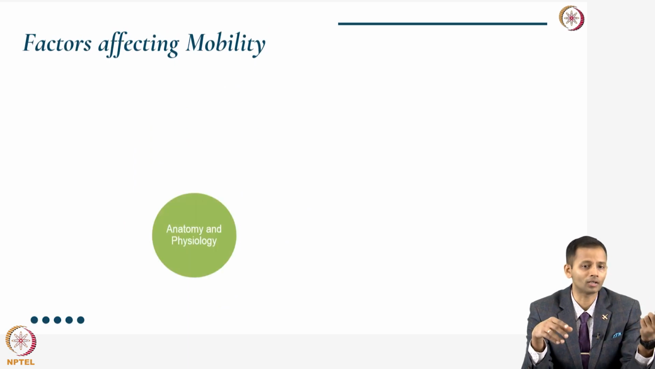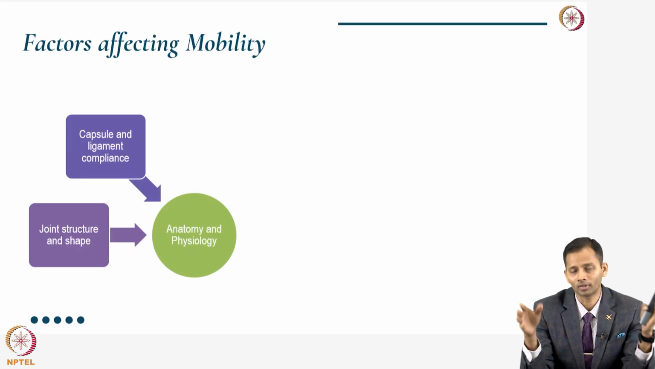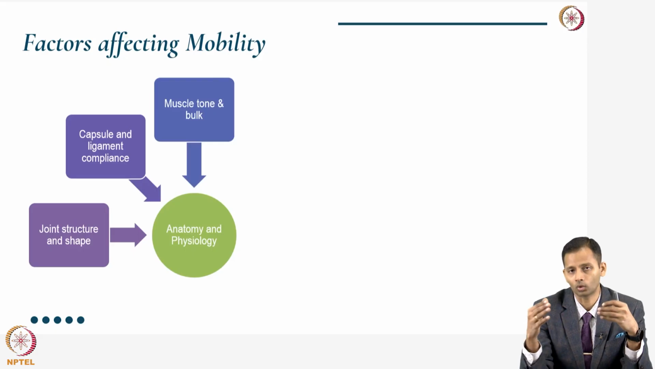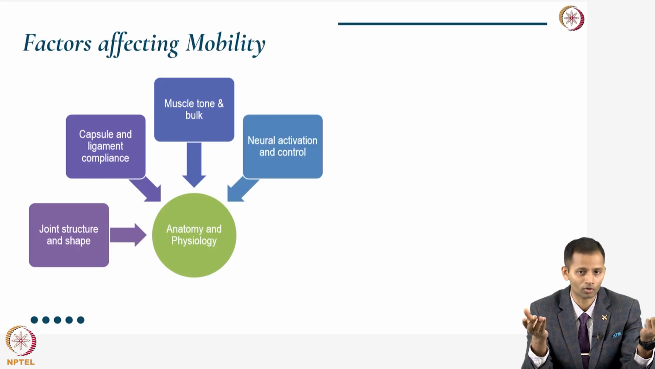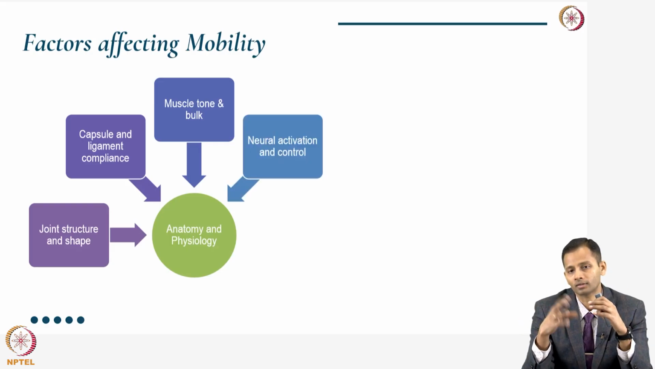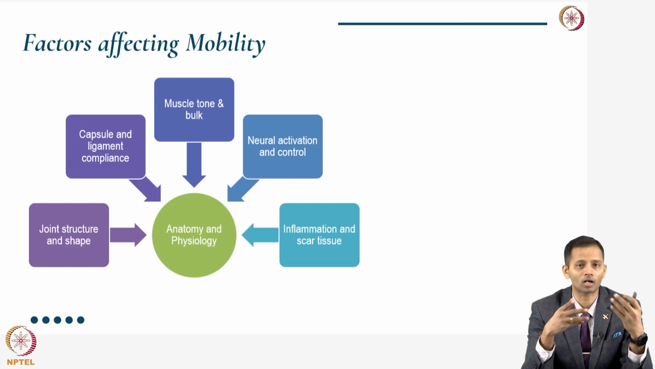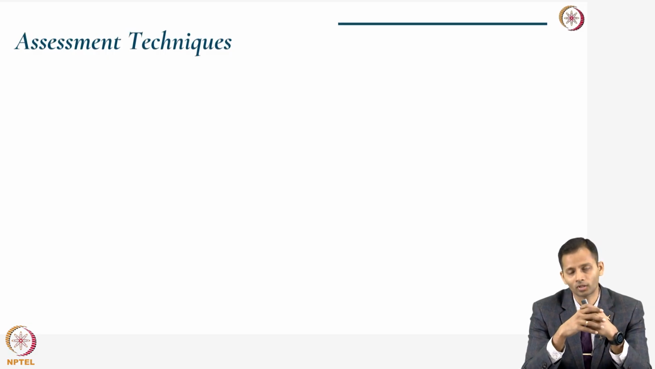Factors that affect mobility are both anatomical and physiological factors: joint shape and structure, capsule and the ligament compliance around the joint, the muscle bulk as well as the tone, which helps in creating the range of motion around the joint, and the neuromuscular activation and control, which controls all these structures. Any pathological issue in terms of inflammation or scar tissue or adhesion can also affect the mobility of the particular joint.